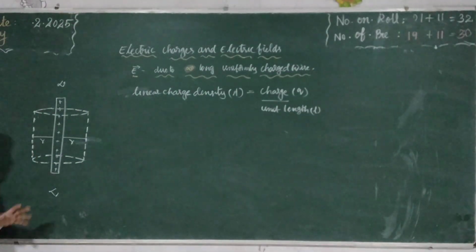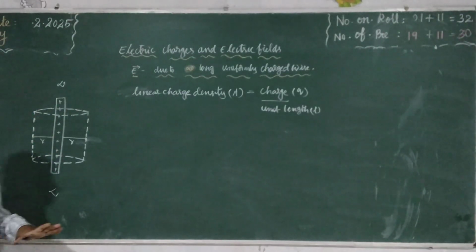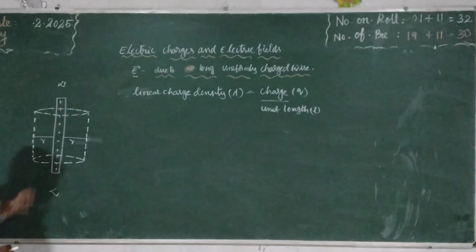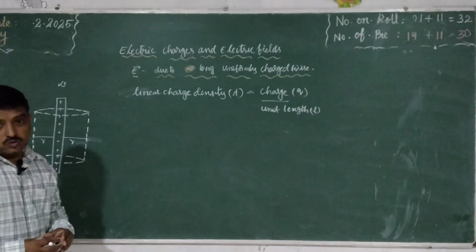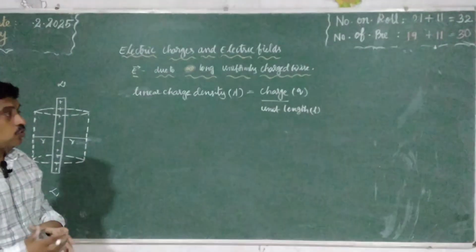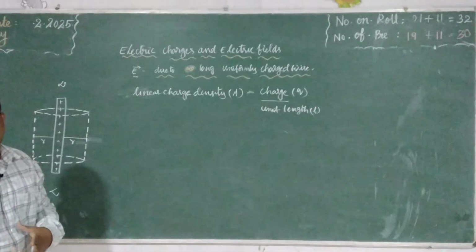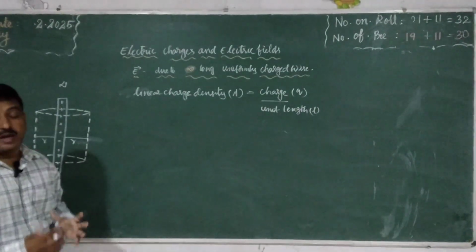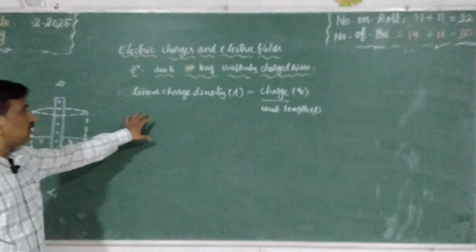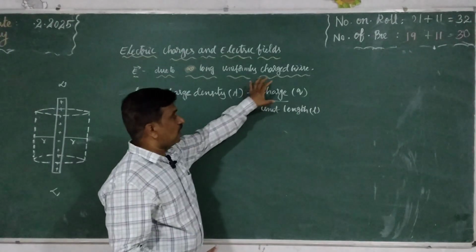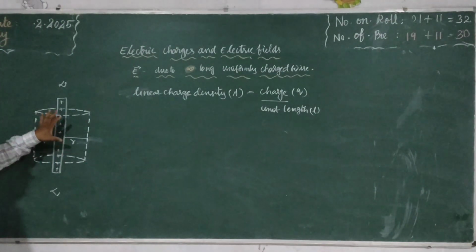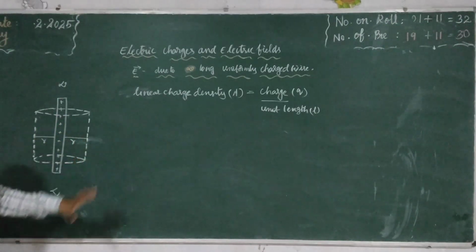Why are we using linear charge density for this infinitely long uniformly charged wire? It is an infinitely long wire, so it is very difficult to calculate the electric field. That's why we use lambda equals Q by L. For example, for 1 meter length, the charge is lambda. 2 meters, 2 lambda. 3 meters, 3 lambda. By using this, we can find the total electric field due to an infinitely long uniformly charged wire.